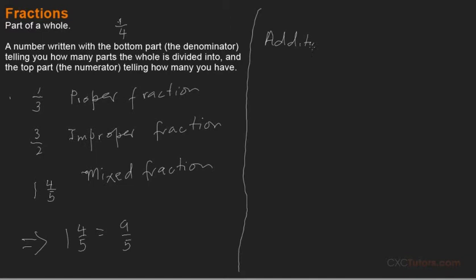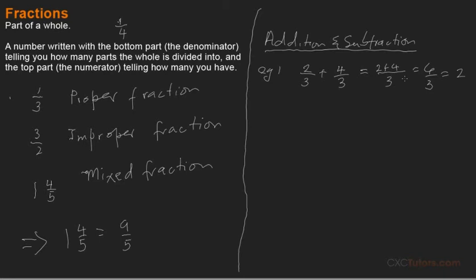For instance, let me just show you here quickly. So, addition and subtraction of fractions. Here we go. Example 1. Let's say we have 2/3 plus 4/3. As you can see, the denominators are the same, so all we will do is add the numerators. We get 2 plus 4, so we draw our line. The denominator remains the same. We have 2 plus 4, and that is equal to 6/3, which gives a value of 2.